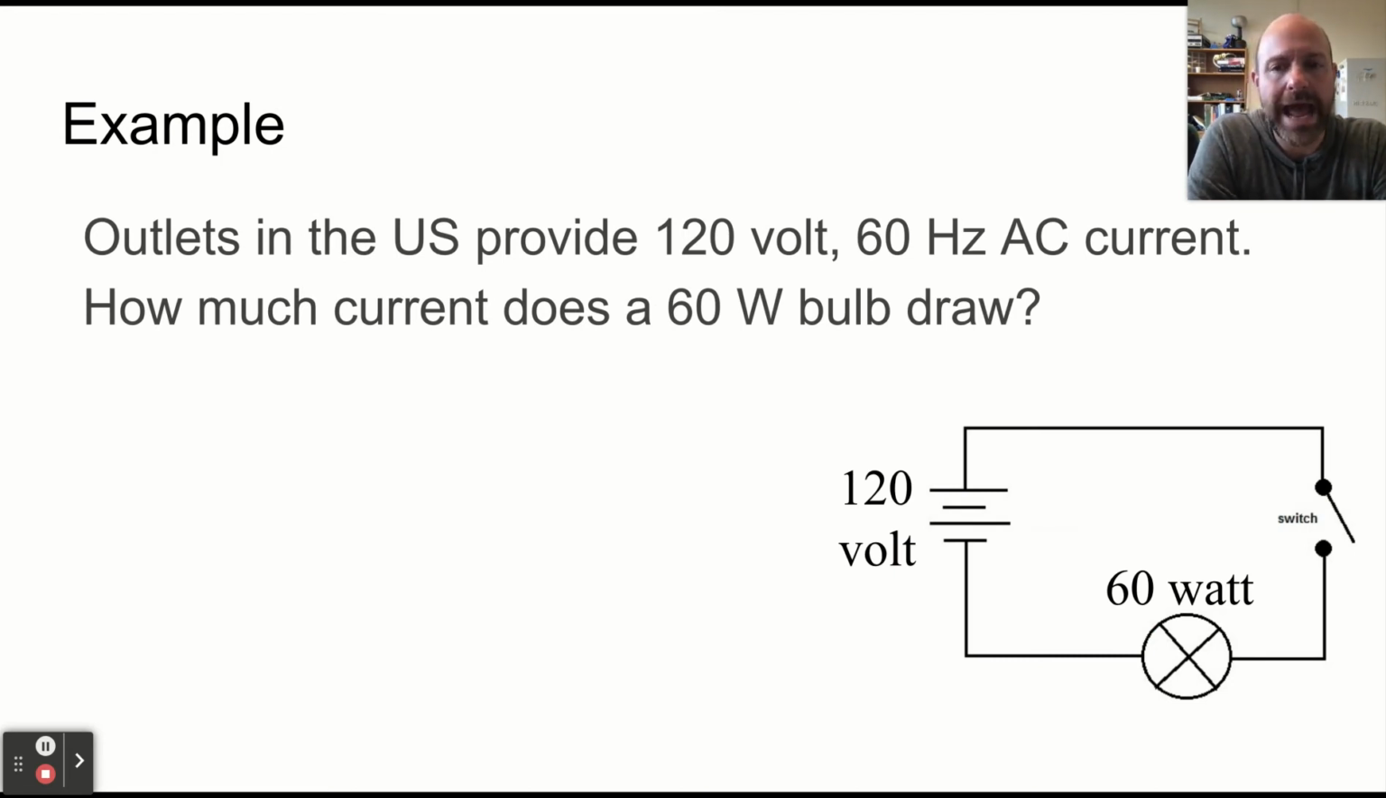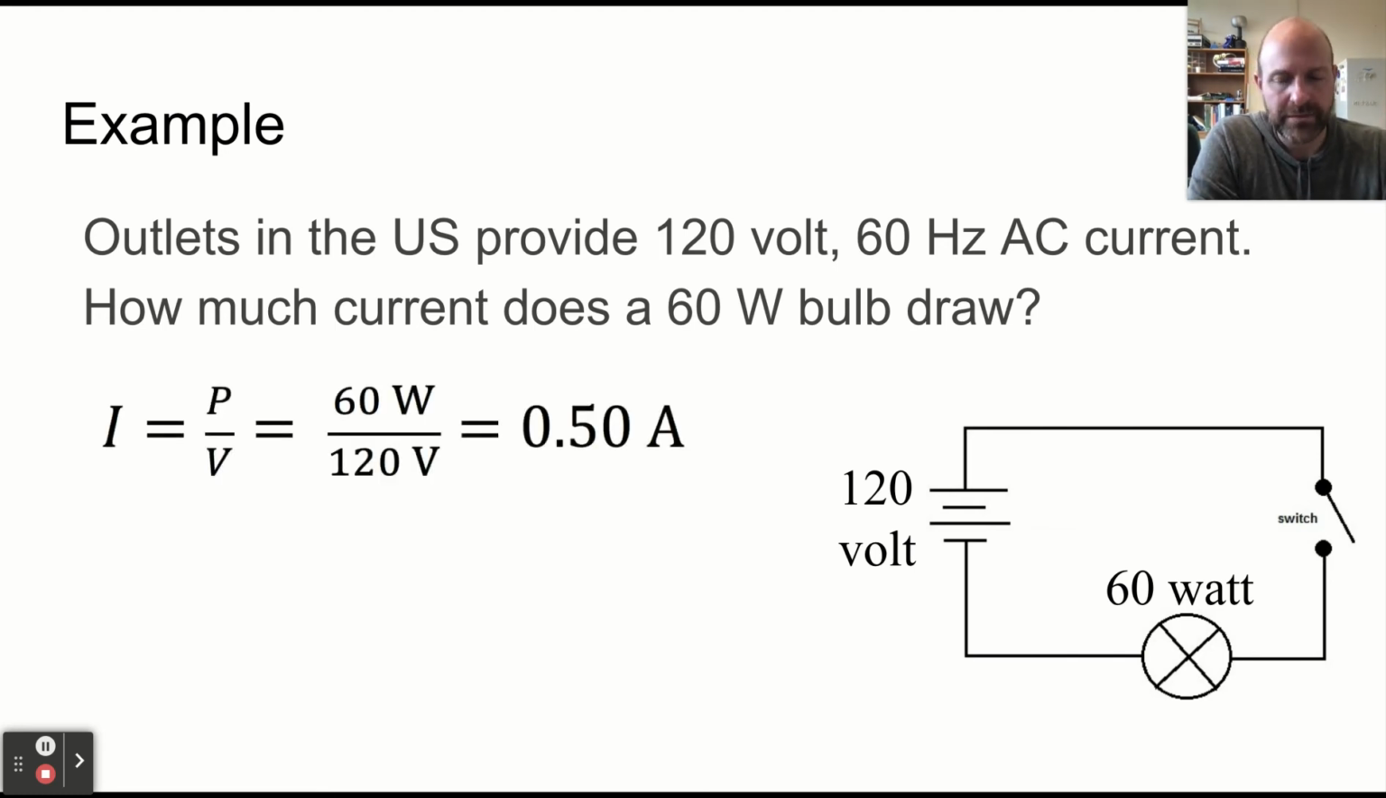So let's do a little bit of an example here. If you have an outlet in the US, it generally is about 120 volts that's being provided. It's 60 hertz AC current, which means it's a wave changing direction, going through a full cycle 60 times a second. How much current does a 60-watt bulb draw? Well, if we know the power and the voltage, we can find the current, 0.5 amps.